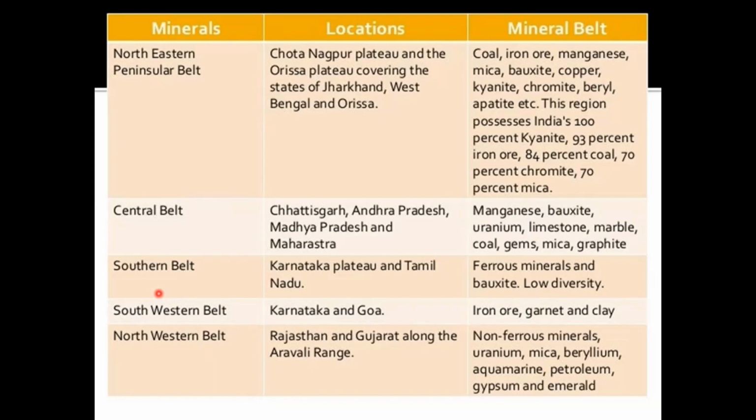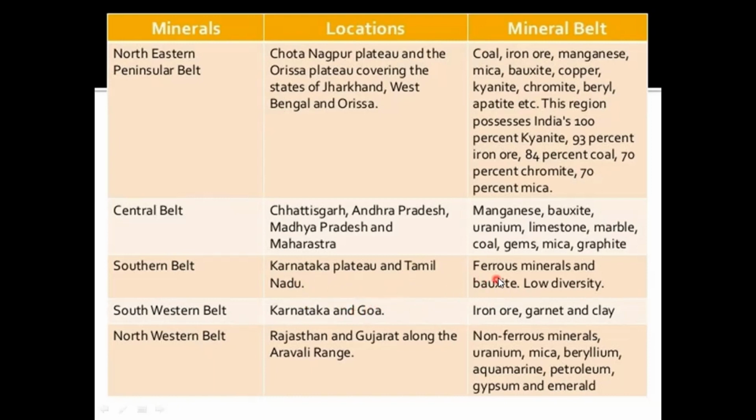Then we come to the second belt, which in your book you will find as the southwestern plateau belt. So this is the southern belt and southwestern belt. We will merge these two belts, the southwestern plateau region. Let us first talk about the southern belt and southwestern belt together. This includes the Karnataka plateau, Tamil Nadu, and Goa region, and there is a little bit of Kerala.